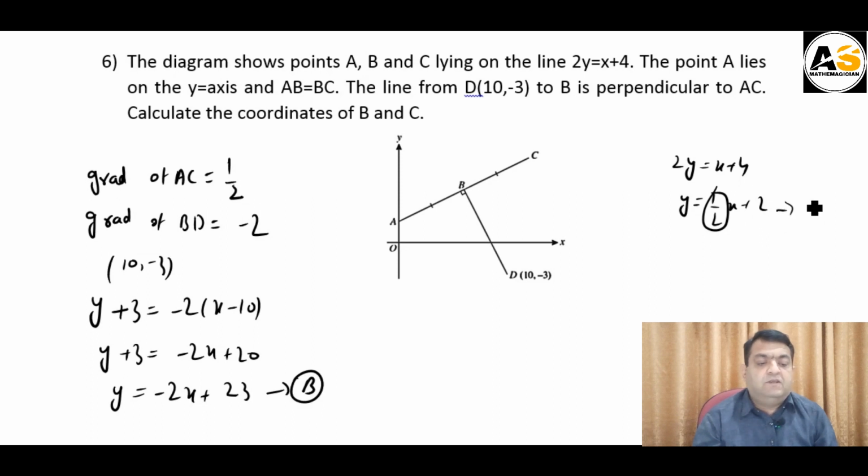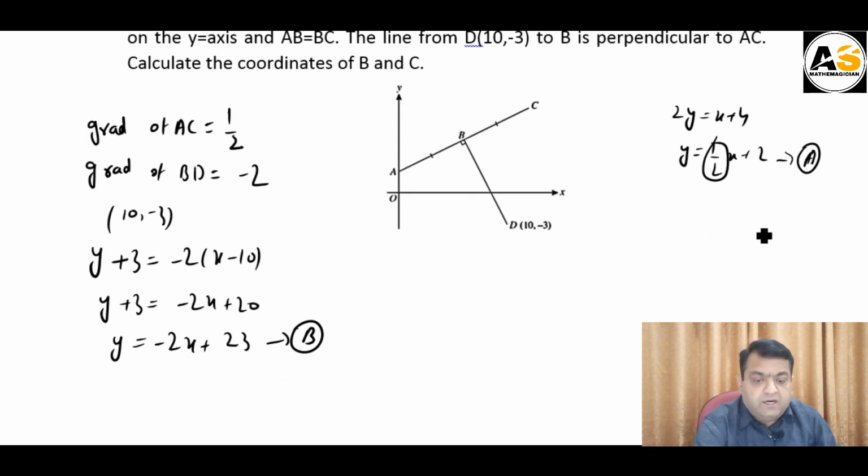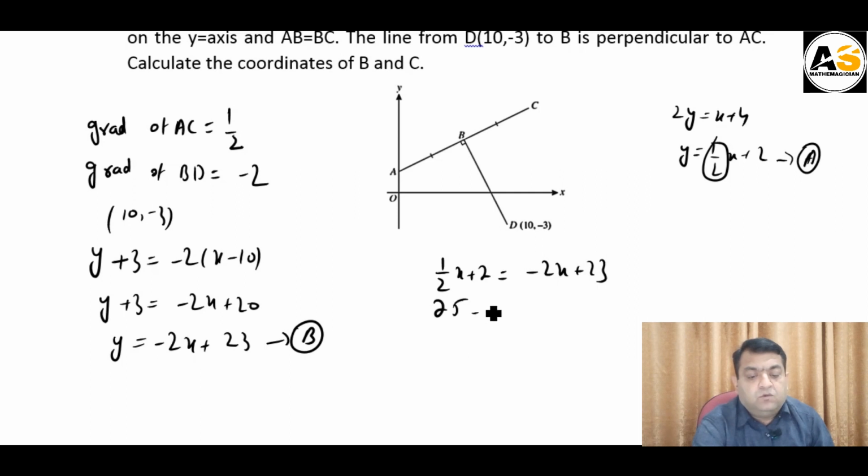I will solve these equations simultaneously to get the coordinates of B. 1 by 2 x plus 2 is equal to minus 2x plus 23. 25 is equal to 5 by 2 x. x is equal to 10.